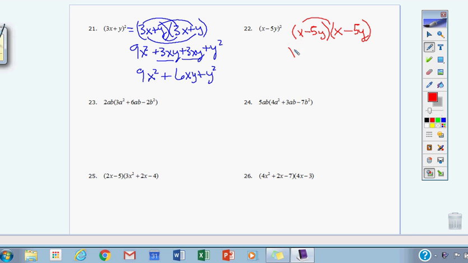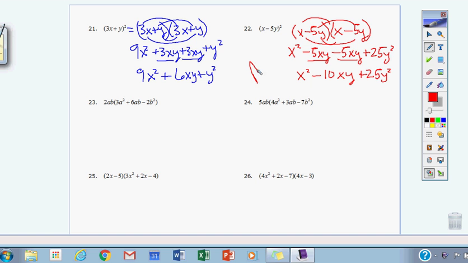And you will see them a lot in your math classes. So x times x is x squared. The outside actually gives me negative 5xy. So does the inside. And then the last here, negative times negative, is a positive 25y squared. Combine those together, we got ourselves x squared minus 10xy plus 25y squared. Give yourself a high five if you got that one right.